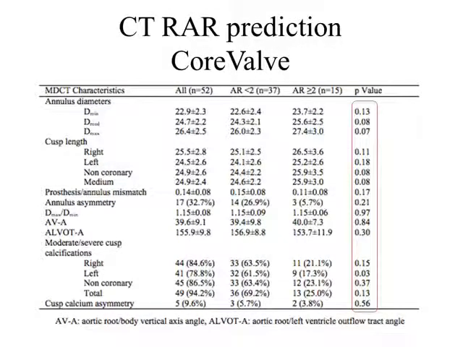Actually, in the CoreValve group, we couldn't find any significant association with any of the parameters that we studied. We think that this is due to one main problem that is also probably the most important limit of the study: the depth of implantation and the precision of implantation were not assessed. And this is likely to be an important factor for the CoreValve.